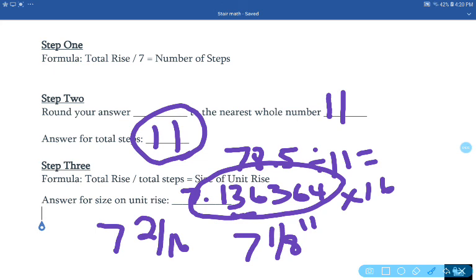So there you have it. That's simple enough. Simple 1, 2, 3. We found the number of steps, and then we found the size of each of the unit rises. So this is one example of how to do this.